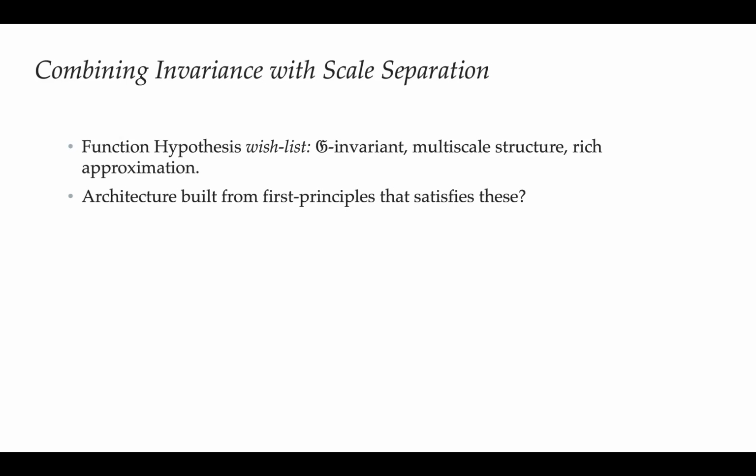Okay, so let me move on. Here we are now going to talk about how to combine invariance with scale separation. Just to remind you of the wish list, we want a function class that is invariant to the group action, incorporates this multi-scale structure, and is also a rich class, so that I would potentially be able to approximate arbitrarily well any target function that is both invariant and multiscale. So how can we connect this wish list, these axiomatic principles, with an architecture?